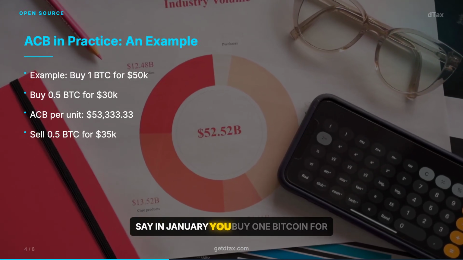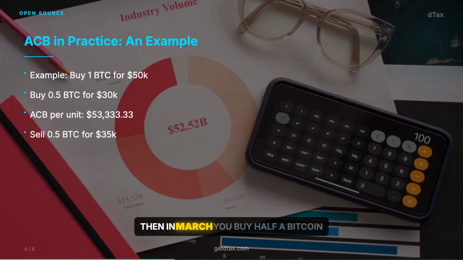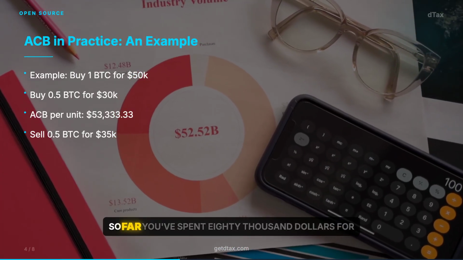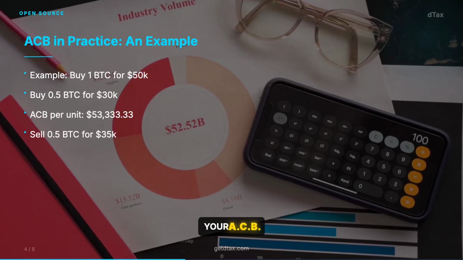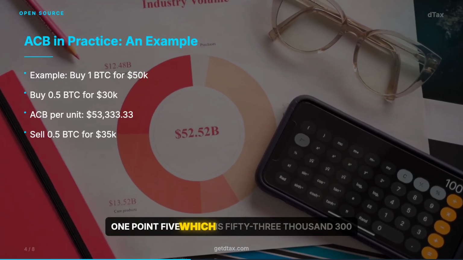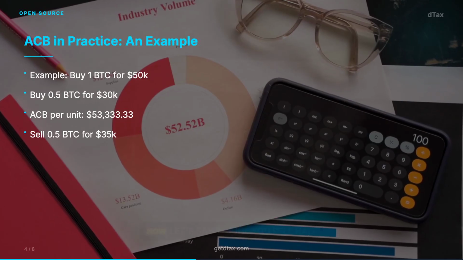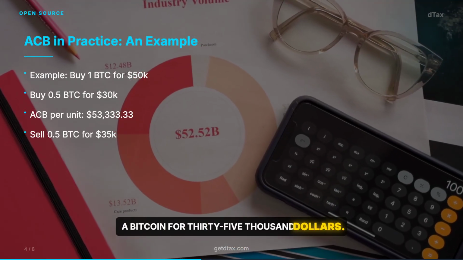Say in January, you buy one Bitcoin for 50,000 Canadian dollars. Then in March, you buy half a Bitcoin for 30,000 Canadian dollars. So far, you've spent $80,000 for 1.5 Bitcoin. Your ACB per unit would be 80,000 divided by 1.5, which is $53,333.33. Now, let's say in June, you sell half a Bitcoin for $35,000.